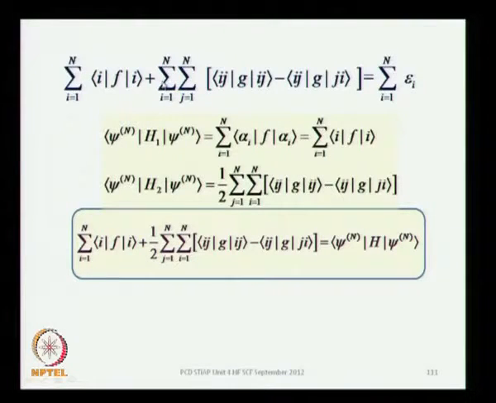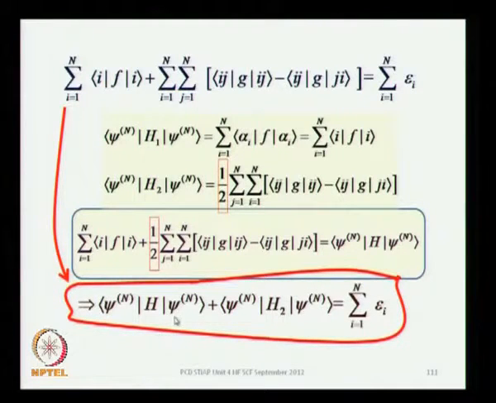What is the difference? You have got a factor of half over here, whereas over here this multiplier is unity. So, if you take this expression and add to it another half, then you get the left hand side of this. So, that is what you have. You take the expectation value of the Hamiltonian, add to it the expectation value of H2, and that is what gives you the right hand side, which is the sum of these epsilon i which appear in the Hartree-Fock equation.